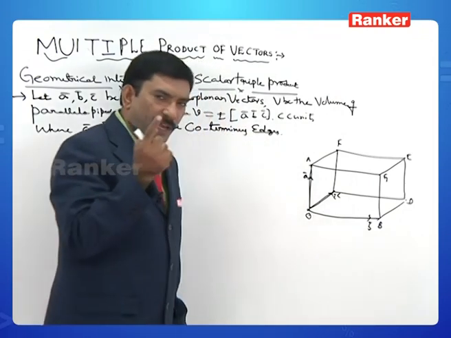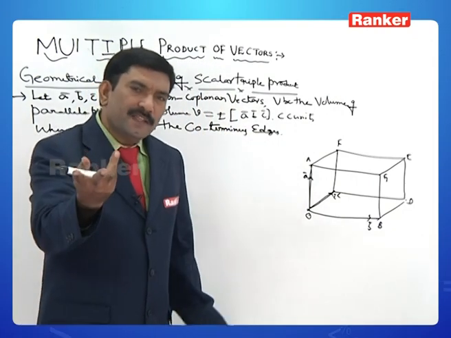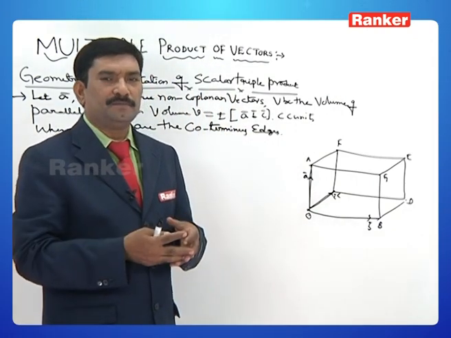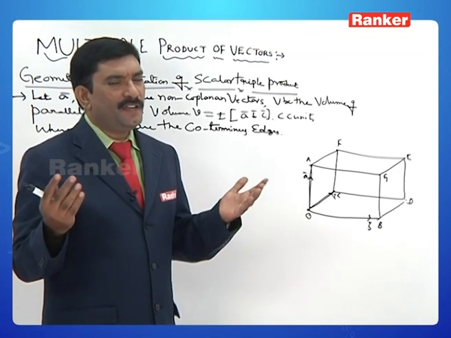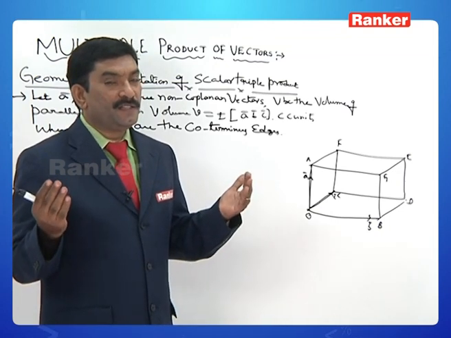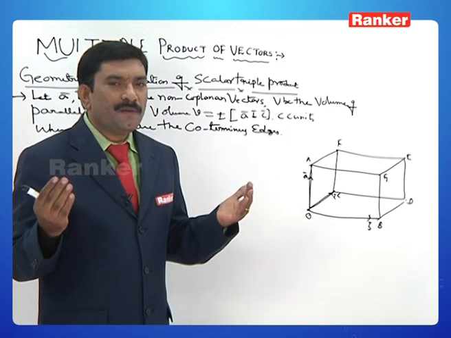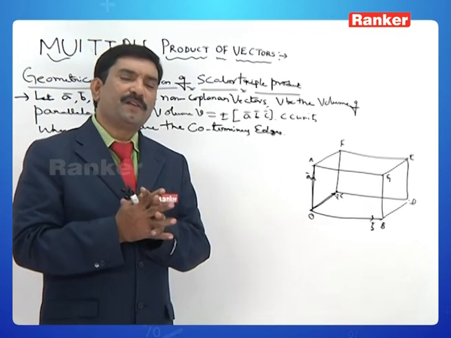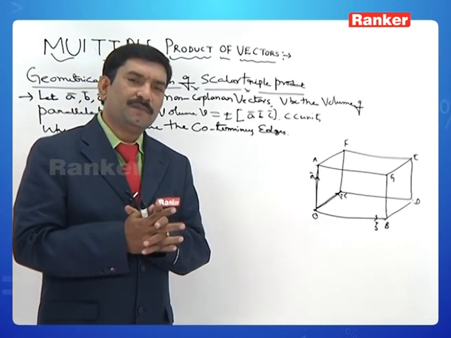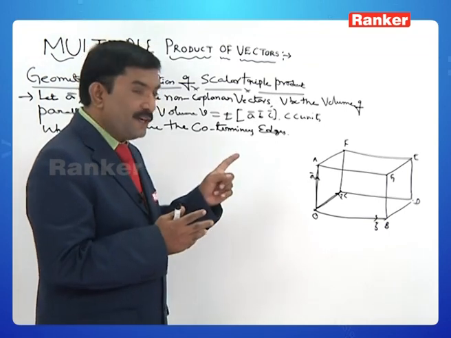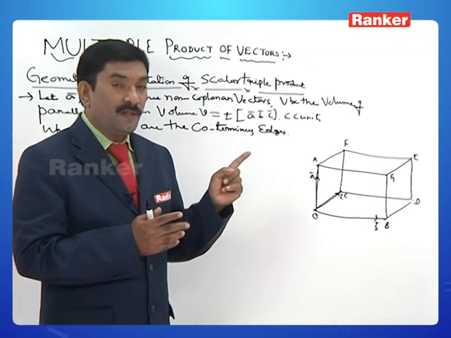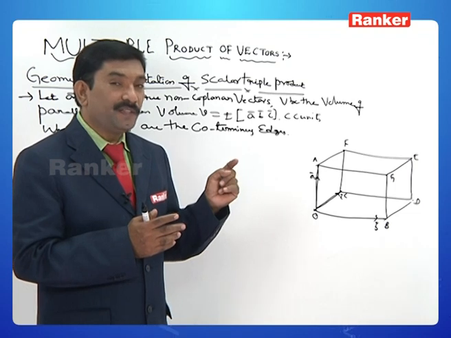OBDC is one plane. That plane is nothing but a parallelogram. What's the area of a parallelogram with adjacent sides B bar and C bar? Modulus of B bar cross C bar. Followed? Now it's three-dimensional, it's a volume. Length into breadth into height we want.